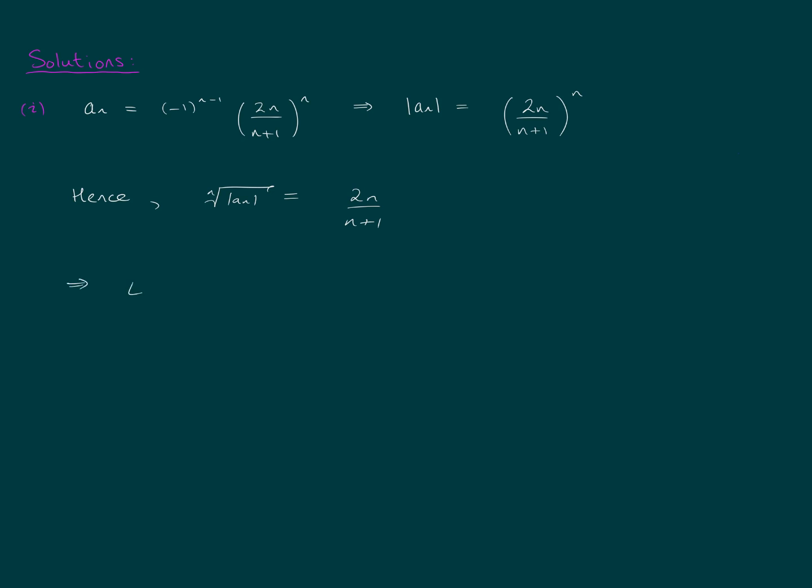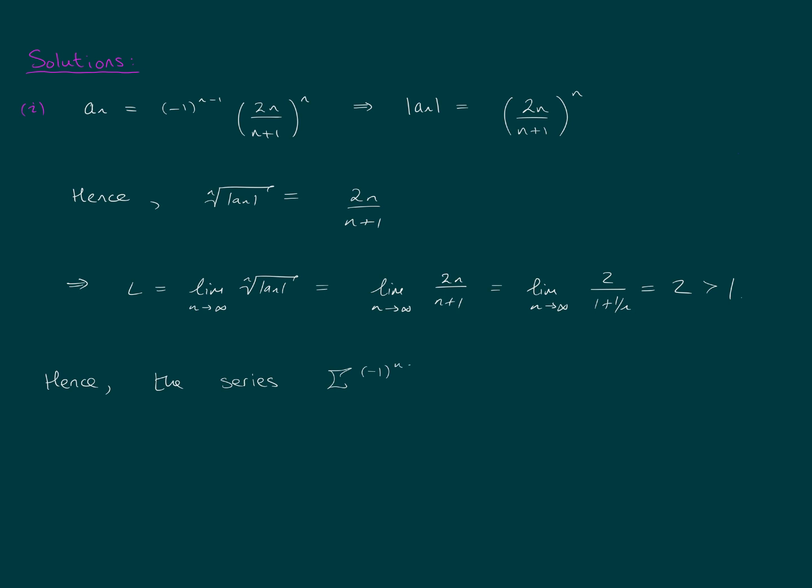This gives us that L is equal to the limit as n goes to infinity of the nth root of the absolute value of a_n, which is equal to the limit as n goes to infinity of 2n over n plus 1. To take the limit of this, we divide top and bottom by n, because it's the highest power on the bottom. So we get 2 over 1 plus 1 over n, that's just equal to 2. In particular, this is greater than 1. So hence, this series, sum of (minus 1) to the n minus 1 times (2n over n plus 1) to the power of n, diverges by the root test.